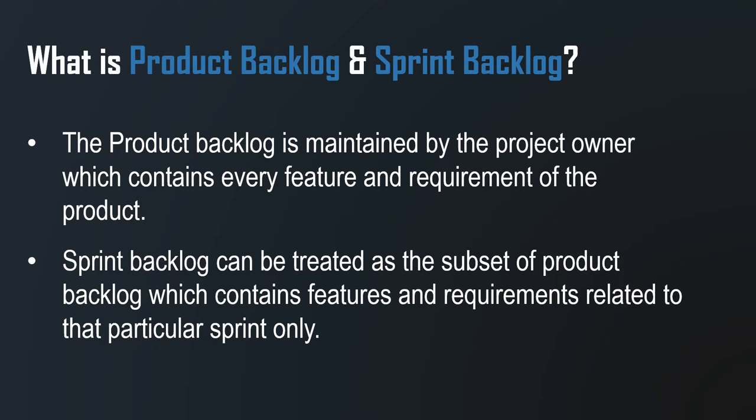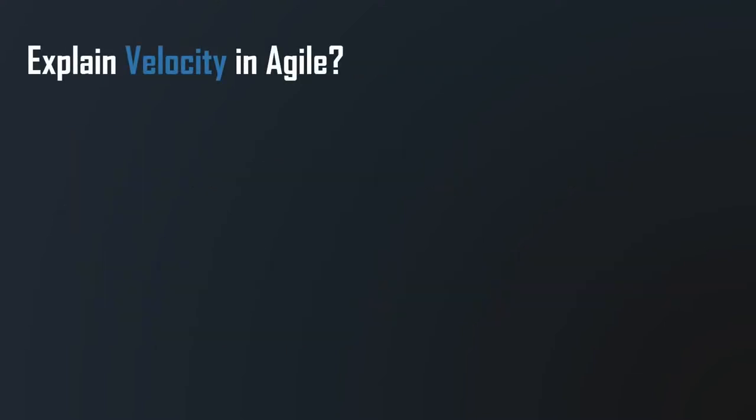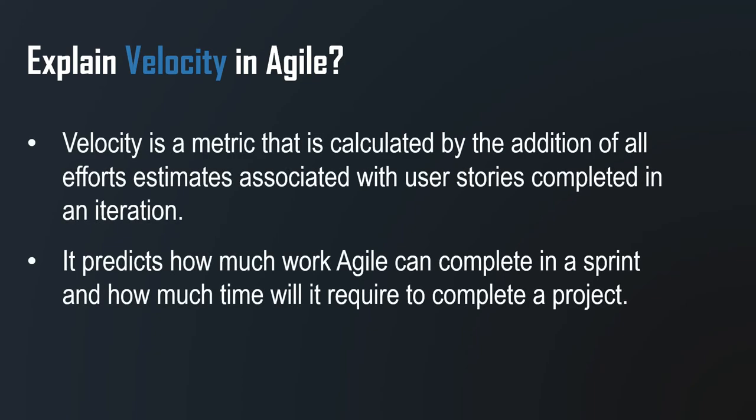Okay, now this is yet another important question. This is usually asked for senior developers or POs or Scrum Masters. Explain velocity in Agile. Velocity is a metric that is calculated by the addition of all effort estimates associated with user stories completed in an iteration.